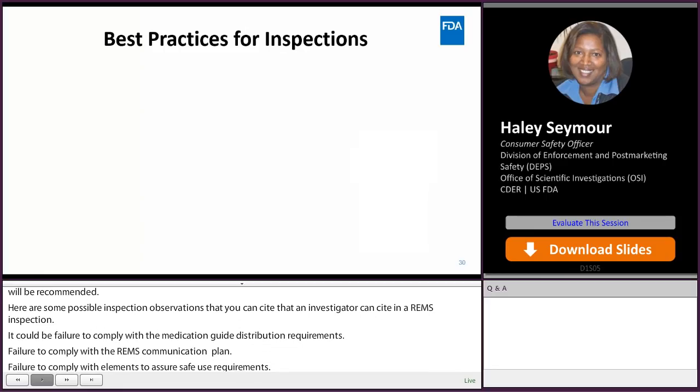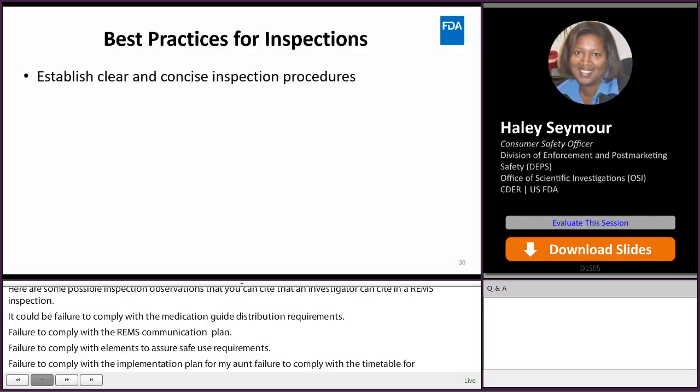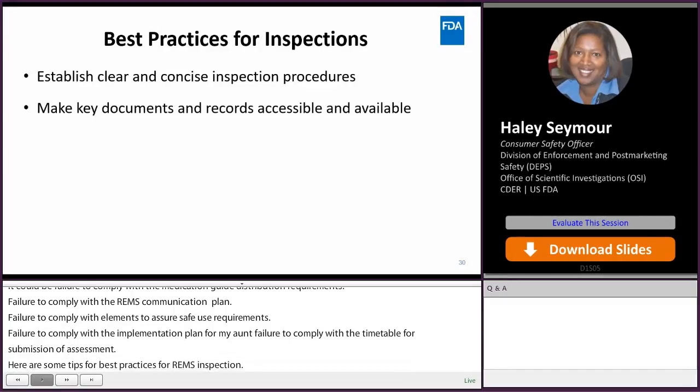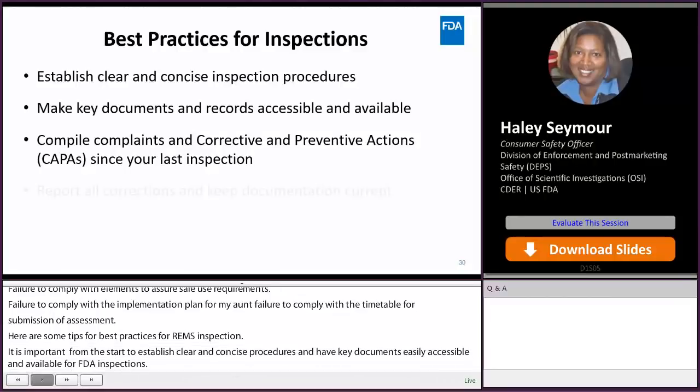Here are some tips for best practices for REMS inspection. It is important from the start to establish clear and concise procedures and have key documents easily accessible and available for FDA inspections. If an applicant finds out that they have some corrections, or they're in the observation, please document them and have them available.